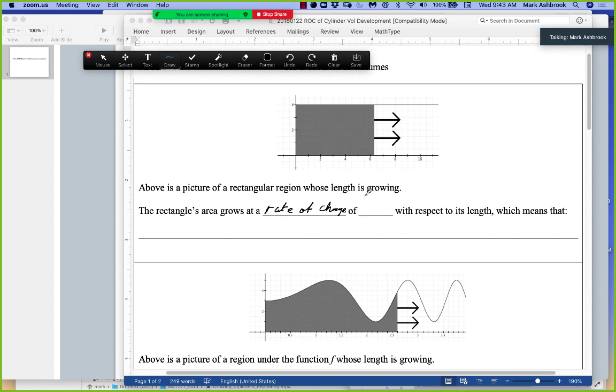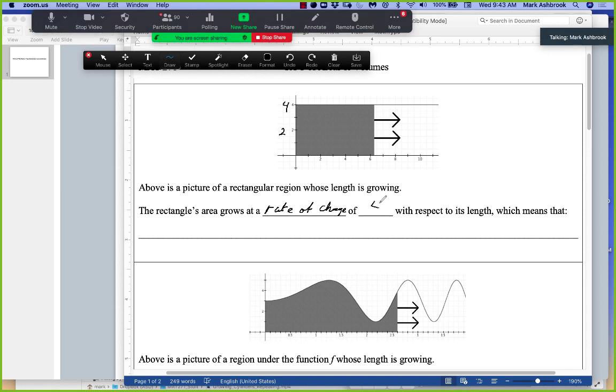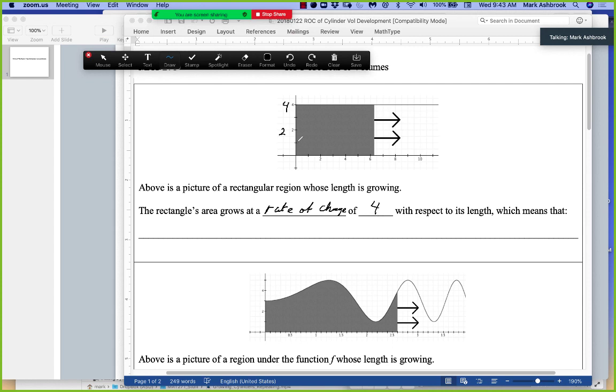Yeah, and this is actually asking for the value. Okay, 4. Yep, 4. Sorry, this is a little small here. This is 2, it's 4. So it's 4 inches, or whatever units squared per length.